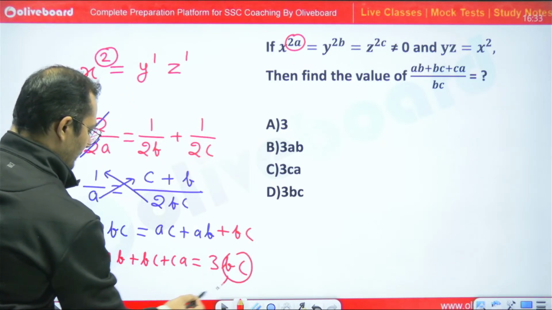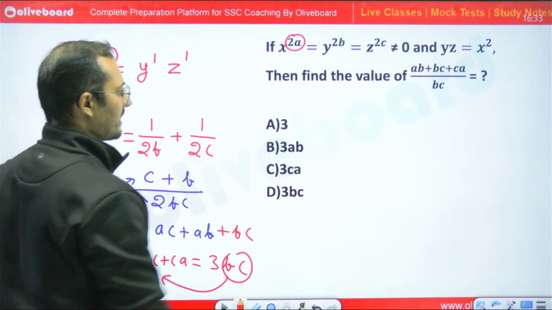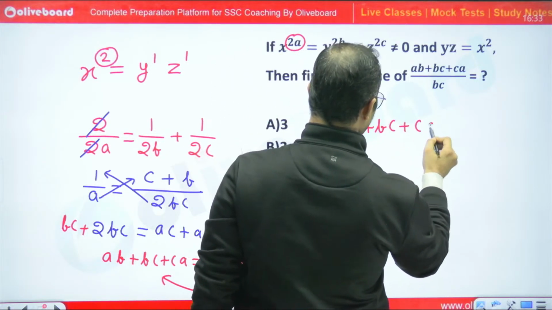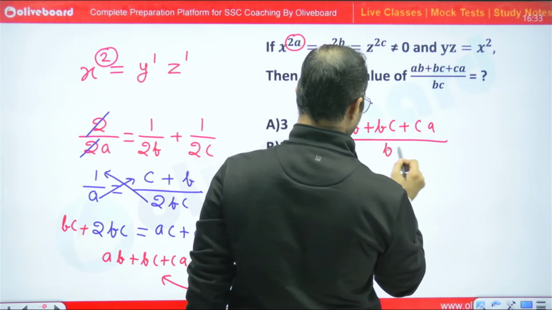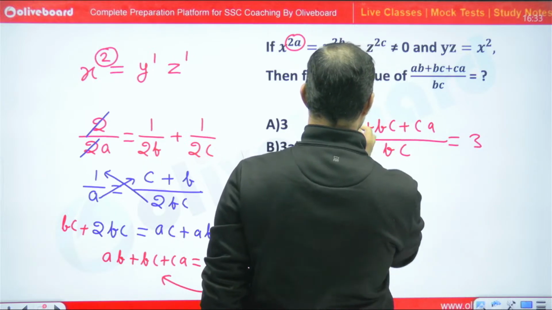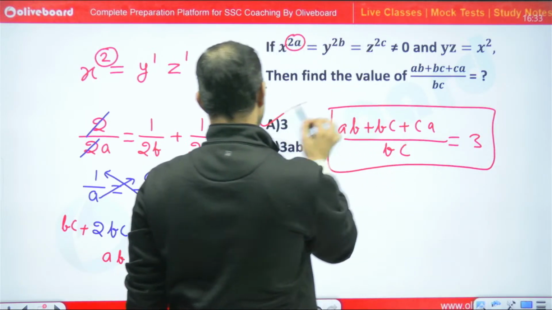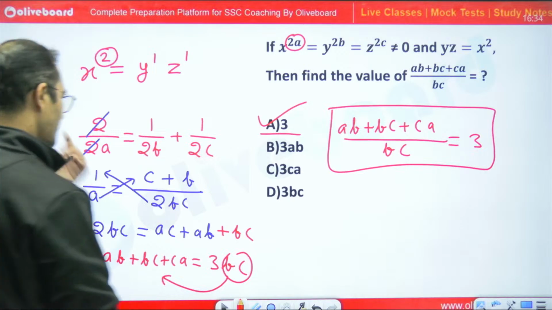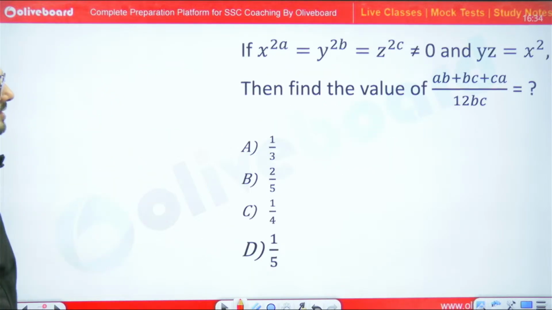So transfer this bc to the left side. So we can conclude that ab plus bc plus ca upon bc would be equal to 3. Is this clear? Very interesting question. So 3 is the right answer. A is the right answer.